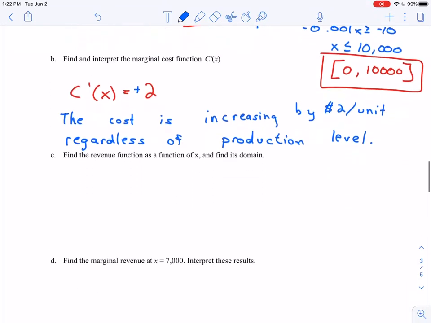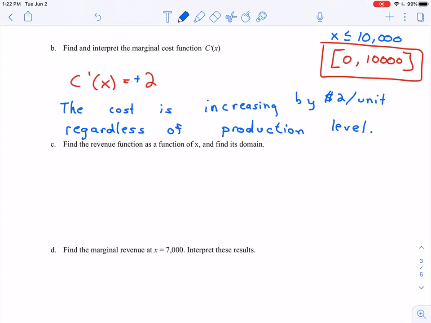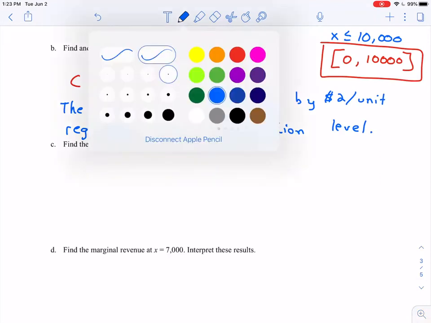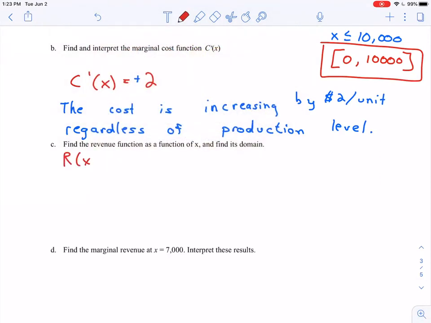Part C, I want to find the revenue function as a function of x and find its domain. So I want to find r of x. So what does revenue depend on? Revenue is the amount of money that you take in sales. We're not considering cost yet. So the amount of money that I make in sales, for r of x, is going to depend on the price that I sell my product at, as well as the number of units sold here.